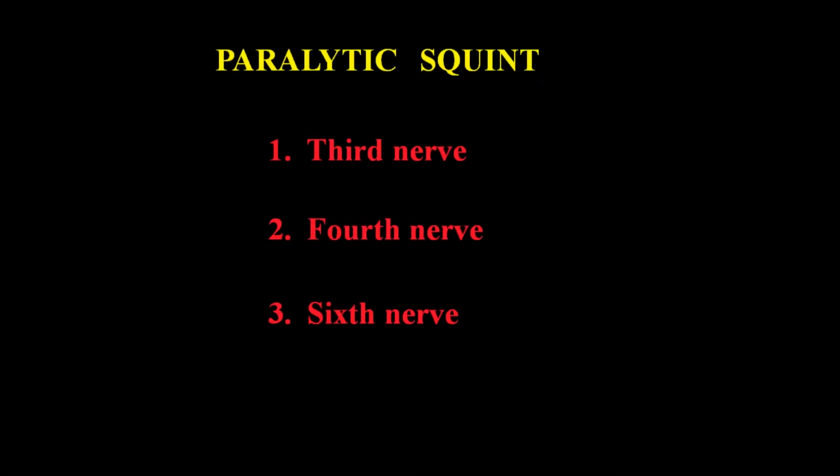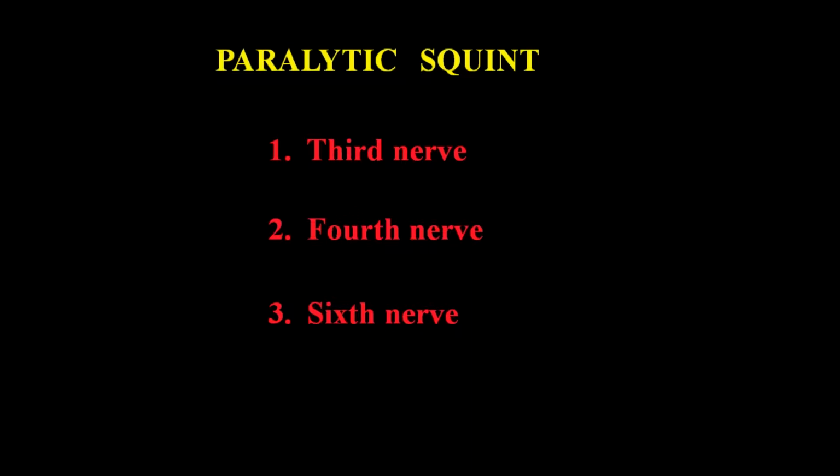The superior oblique is supplied by the fourth nerve and the sixth nerve supplies the lateral rectus. So the third nerve mainly supplies all the recti muscles except lateral rectus and superior oblique. The fourth nerve supplies the superior oblique and the sixth nerve supplies the lateral rectus.